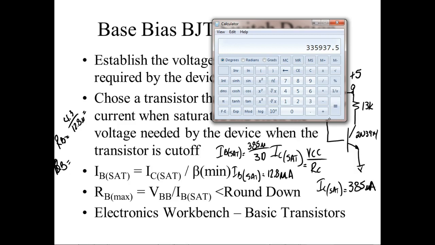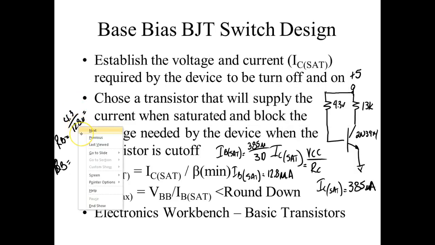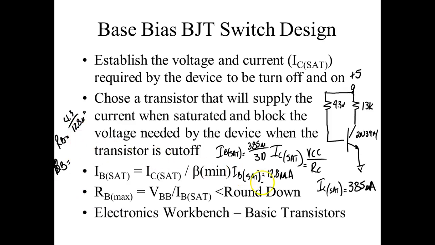I know it might be hard to see. By the way, you see all these computers up here? If you can't see from back there, what do you probably need to do? Move up. So it's 4.3 divided by 12.8 micro. Here's the 12.8 micro where we calculated.